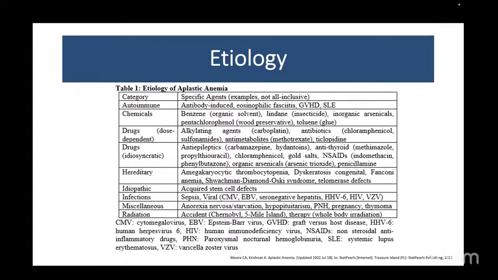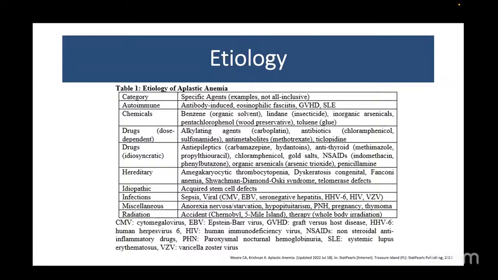So this is the etiology of aplastic anemia. It is believed that aplastic anemia is an autoimmune mediated attack on the host stem cells. The cytotoxic T cells in the host are activated against host hematopoietic stem cells, leading to stem cell damage and thus pancytopenia, which is the hallmark feature of aplastic anemia.